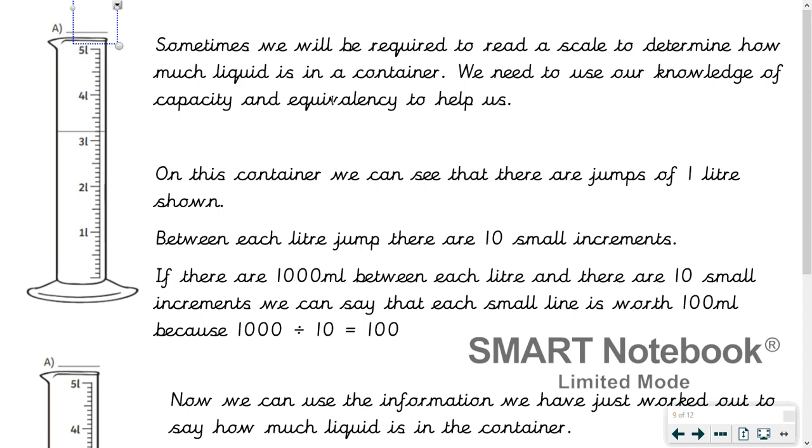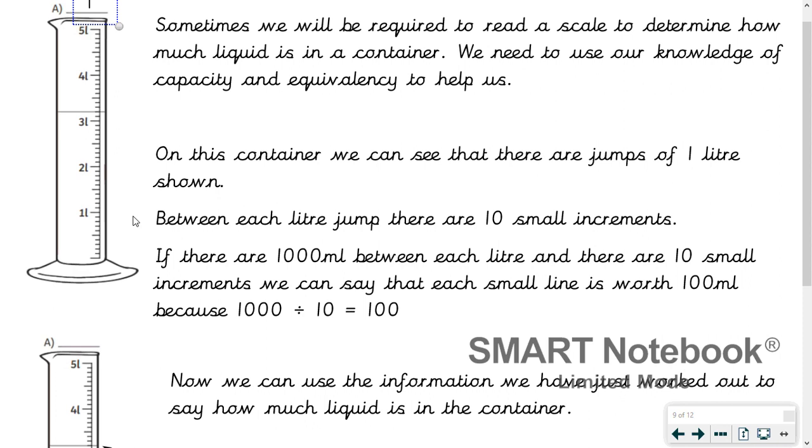So on this container, the first thing we need to do is work out what it's measuring in. We can see there are jumps of numbers, and they've all got an L after them, so that means litres. There are also these little lines between, so those are going to be jumps of something else. Now there are 1, 2, 3, 4, 5, 6, 7, 8, 9, 10 little lines between each litre. So those are going to be jumps of millilitres, but we need to know how many each jump is.